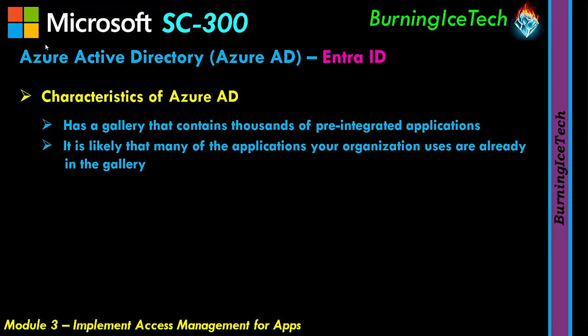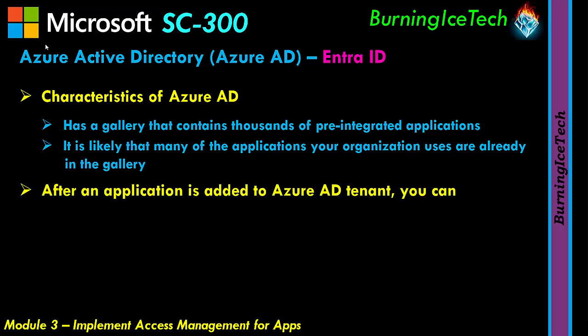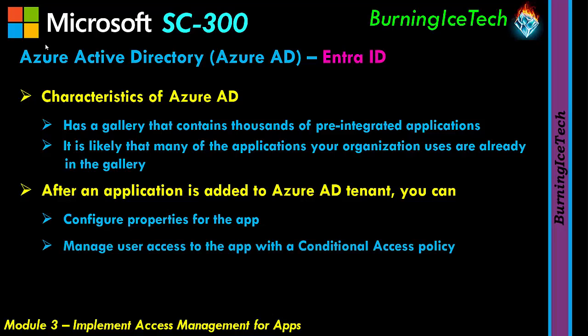So on that note, before we switch over, after an application has been added to an Azure Active Directory tenant, you can do a couple of things. One of which is you can configure the properties of that application. Just because it's in the cloud or in the Azure portal doesn't mean you don't have the ability to configure the properties. You will in fact have that ability. You will also be able to manage user access to this app with conditional access policies.